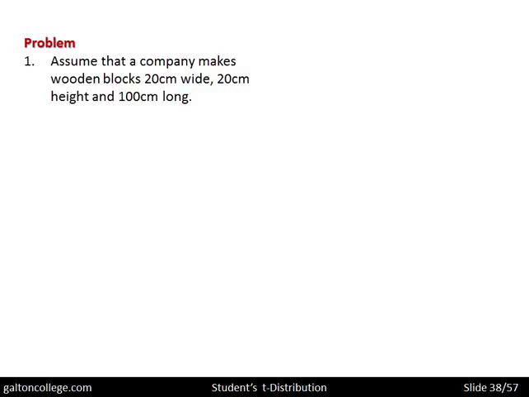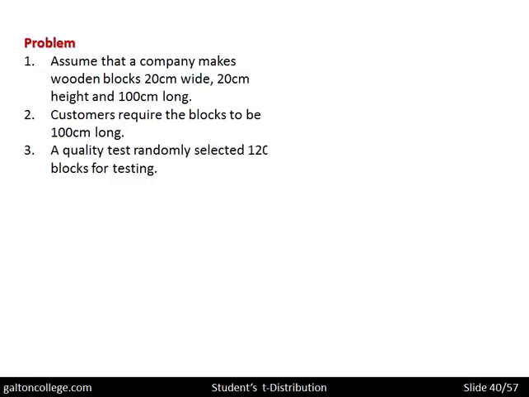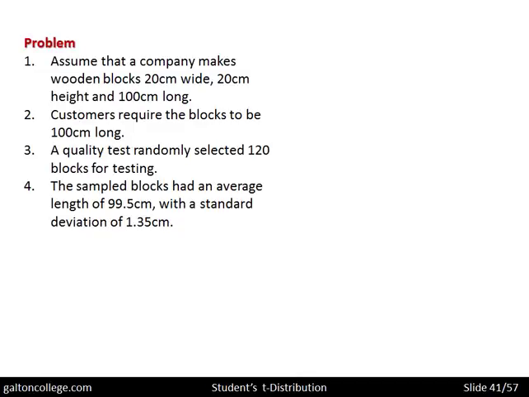Let's take a problem. Assume that a company makes wooden blocks, say 20 centimeters wide, 20 centimeters high, and 100 centimeters long. Customers require the blocks to be 100 centimeters long. A quality test randomly selected 120 blocks for testing. The blocks had an average length of 99.5 with a standard deviation of 1.35 centimeters. That's what the sample has thrown up. What is the probability that a block will be 99.5 centimeters or less?